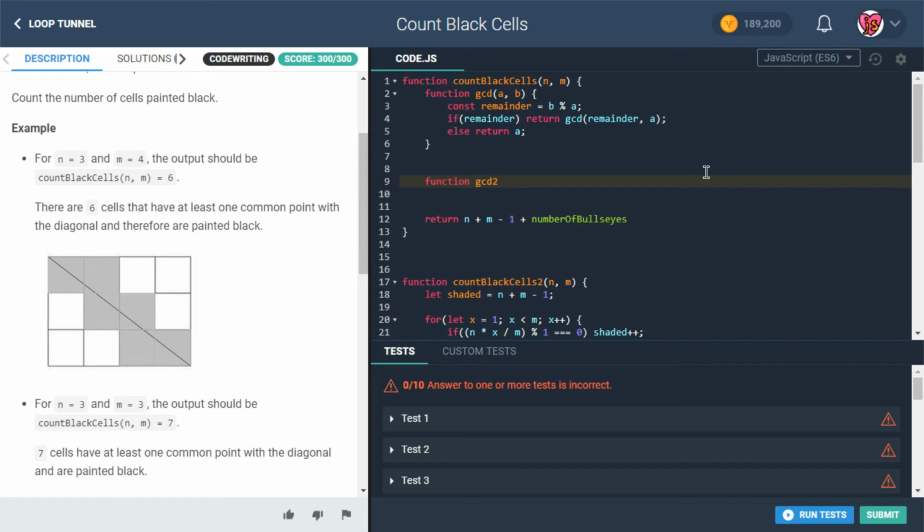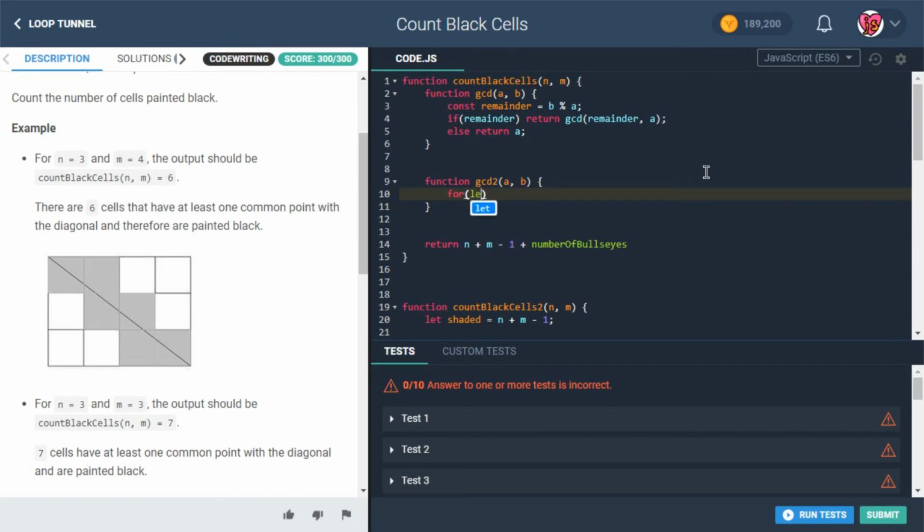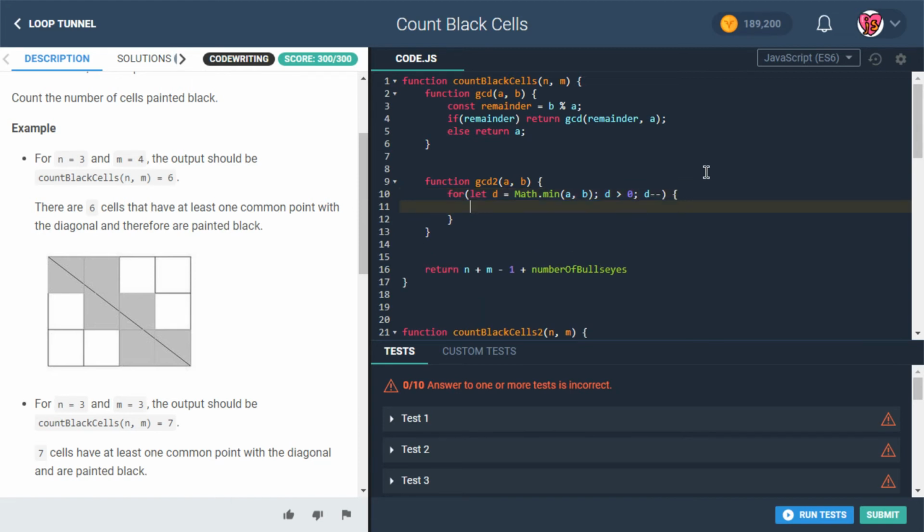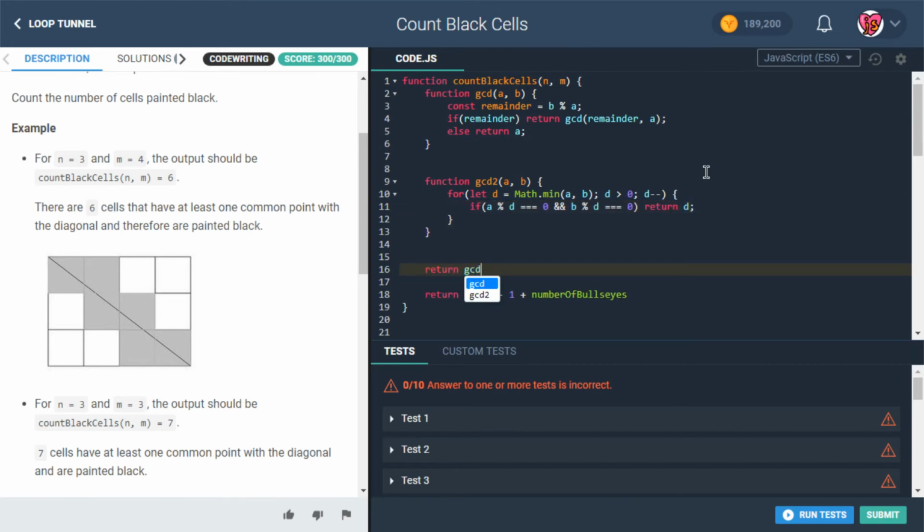function GCD2, let's say, which will also take A and B. And in this case, we'll just say for let D be assigned the value of Math.min of A and B, and D is greater than 0, D minus minus, and we would just say if A mod D is 0 and, where's my and? Oh, there it is, shift 7. B mod D is 0, then in that case, oh my god, return D. Okay, there we go.